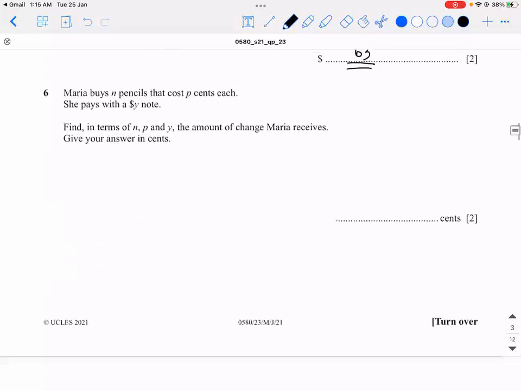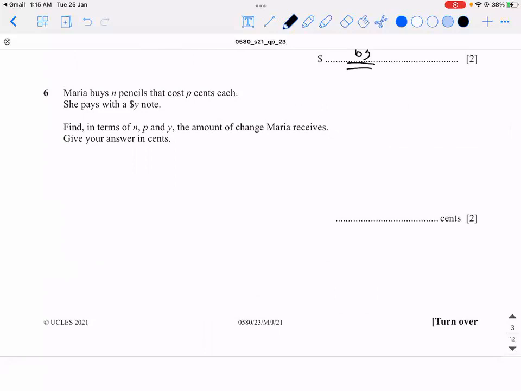Now move to the next question. Maria buys N pencils that cost P cents. She pays with a Y dollar note. Find in terms of N, P, and Y the amount of change Maria receives.